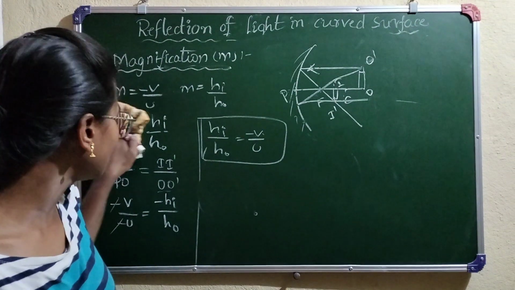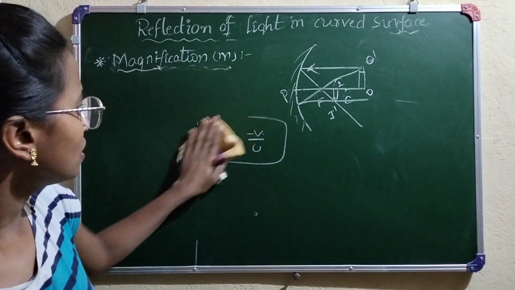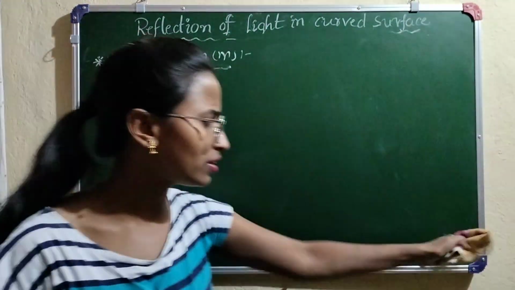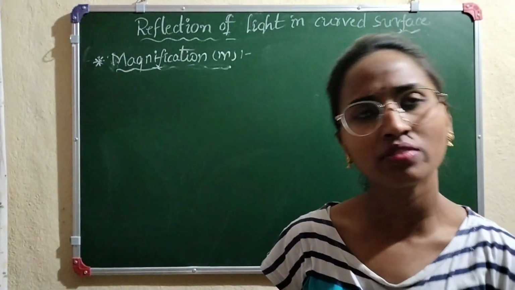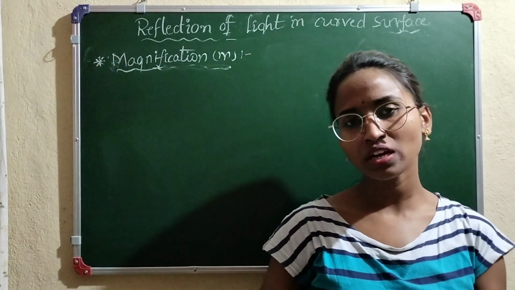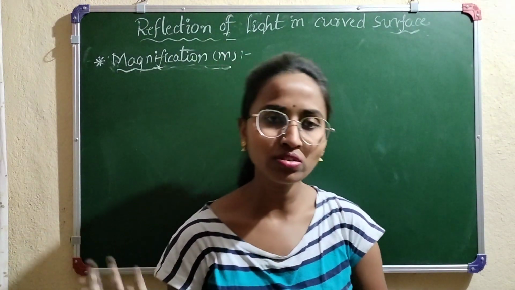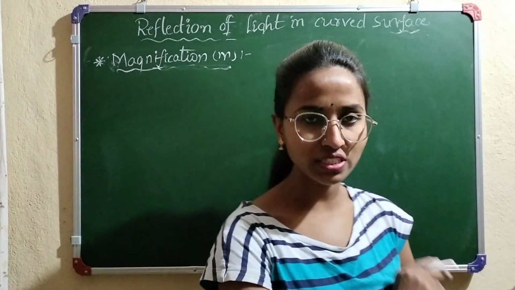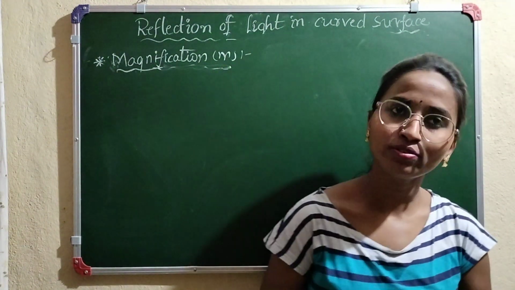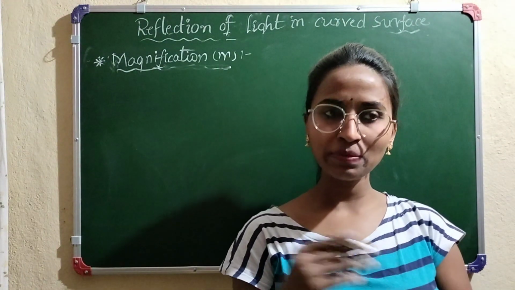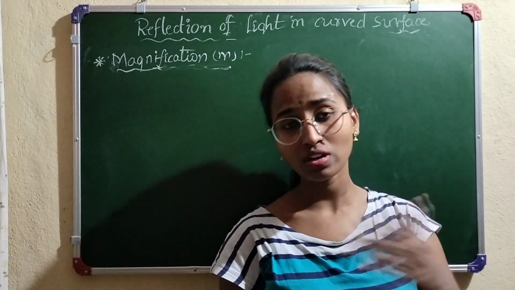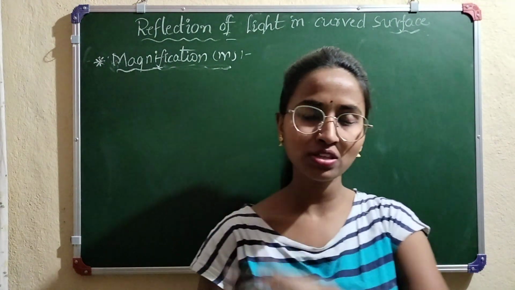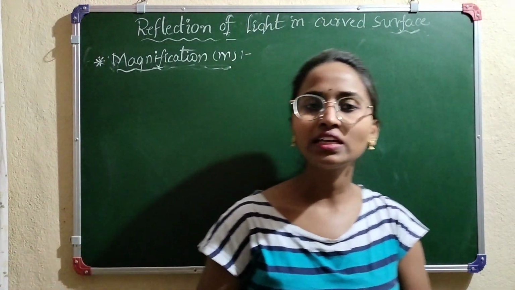Now let me solve some problems based on magnification. In the previous problem I gave the U value, F value or V value and asked you to find the other distance, and from that we can find where the image is forming and where the object is. But mostly in the previous 2-3 question papers, for 4 marks they also ask you to write the characteristics of the image.